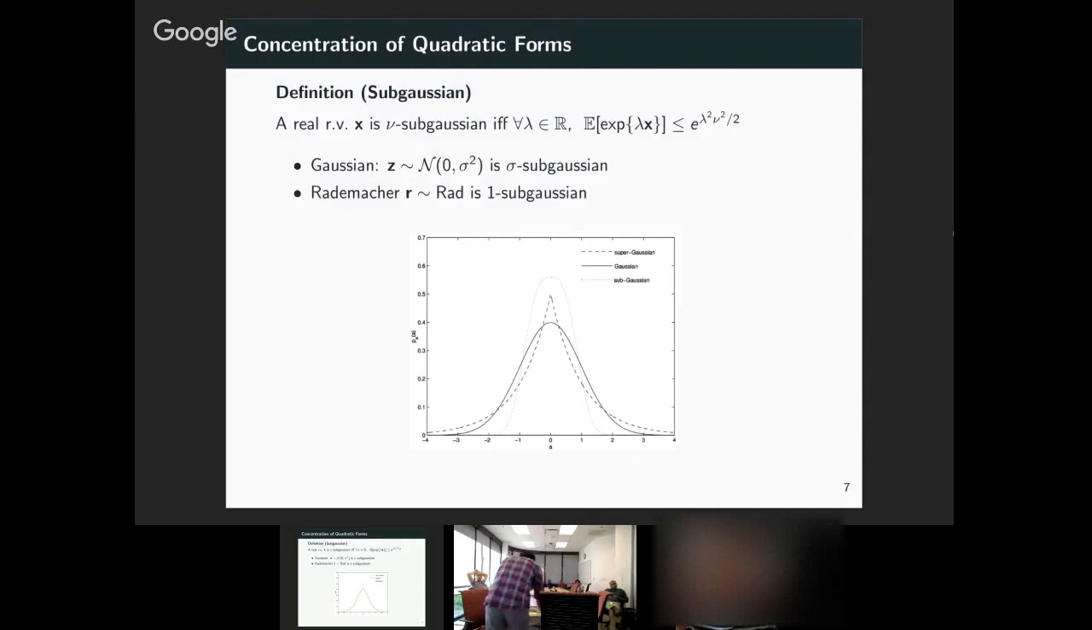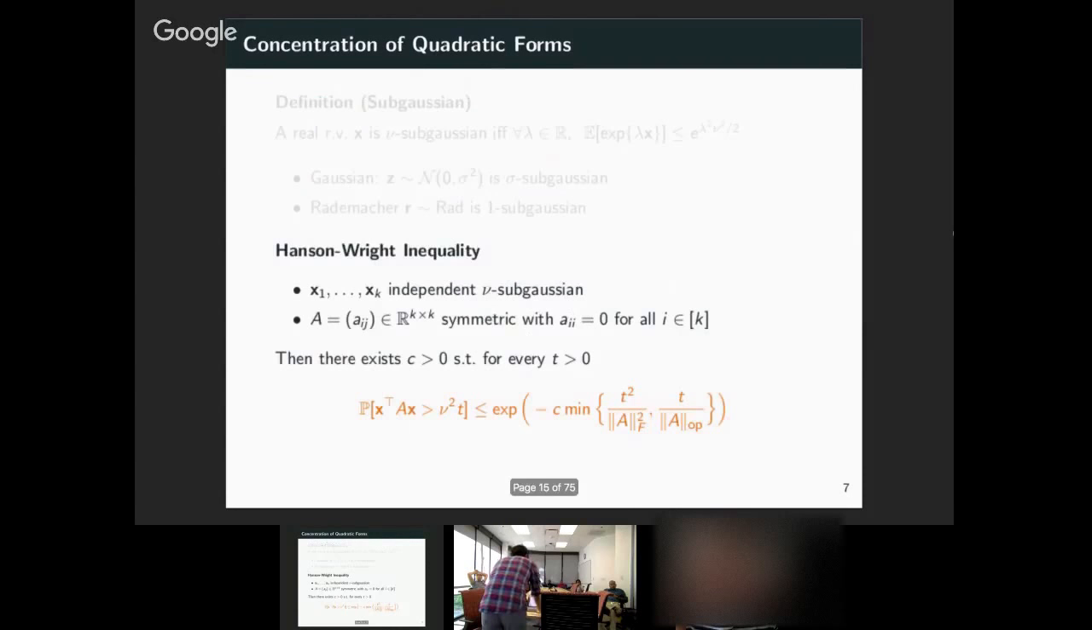Good. Okay, so unfortunately what I want to talk about now is something which is more involved, which is basically concentration for quadratic forms. So this is the so-called Hanson-Wright inequality. The setting here is quite similar in principle. We have a vector of independent mu Sub-Gaussian random variables, and we have a symmetric matrix which has 0 coefficients in the diagonal. The assumption of 0 coefficients in the diagonal is not important for the result to be true, but it's going to help us a lot, and it's always satisfied in the setting of Johnson-Lindenstrauss.